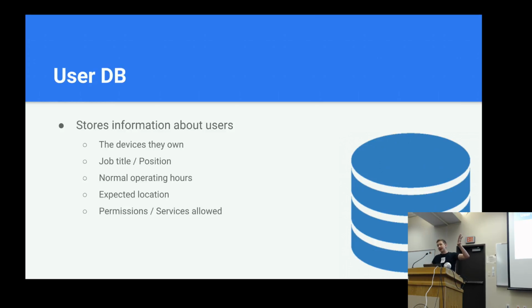So we got devices and we got users, and basically the user DB is just your standard HR portal thing that holds some information about users, like the devices they own, or the job title or position, or maybe their team, or their normal operating hours, whatever you think might be useful to know about your user, probably for other purposes even. This isn't really specific to BeyondCorp, but it's just something that we need. And the other thing is what permissions the user is able to have, right? Are they able to access this service or not? Some kind of service checking, ACL stuff, which we'll get to in a little bit.